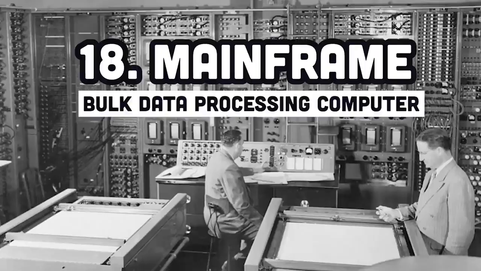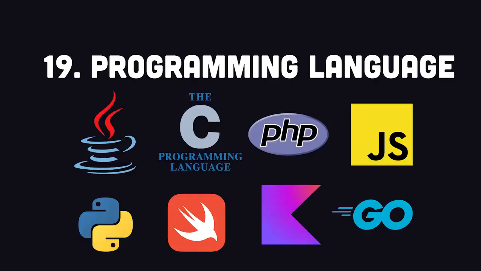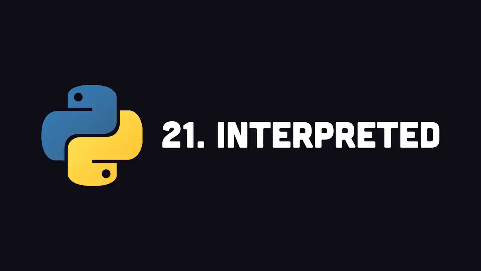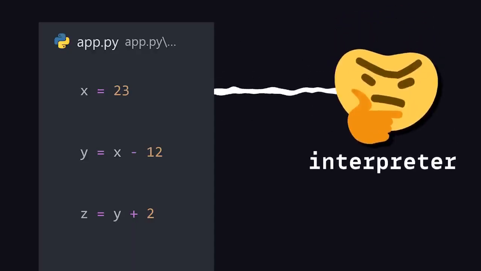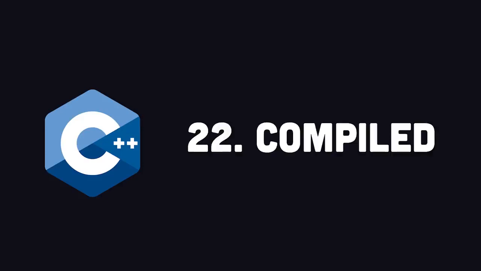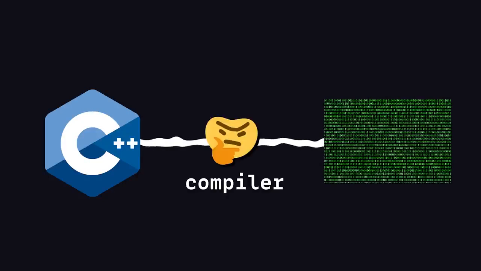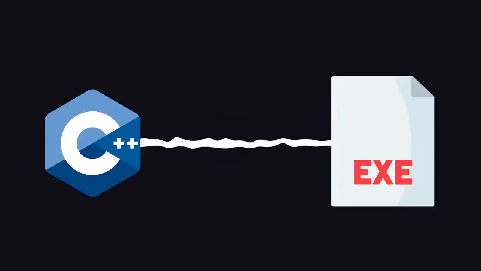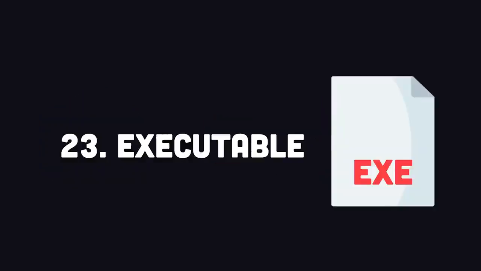Now that you have access to the mainframe, it's time to pick a programming language, which is a tool that uses the abstraction principle to make computers practical to work with for humans by simplifying different systems layer by layer. Some languages like Python are interpreted. That means there's a program called an interpreter that will execute each line of code one by one. Other languages like C++ are compiled. They use a compiler to convert the entire program into machine code in advance before the CPU attempts to execute it. This results in an executable file that can be run by the operating system without any extra dependencies.